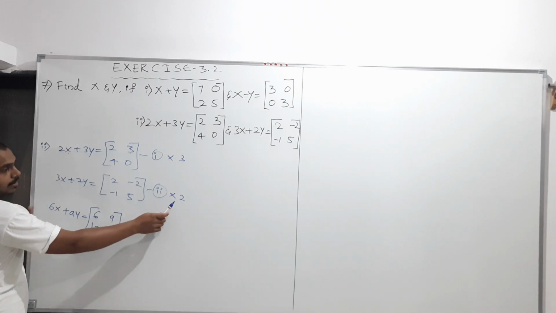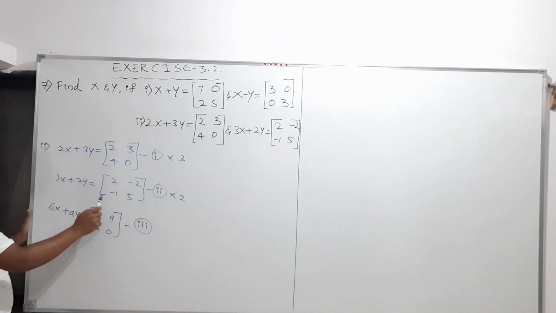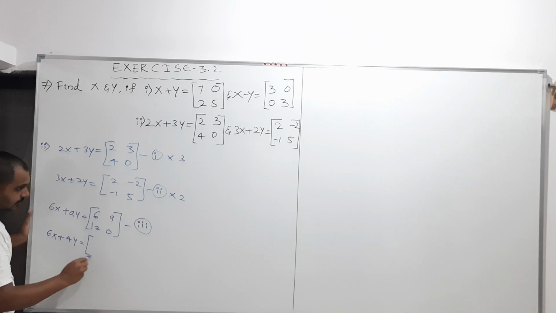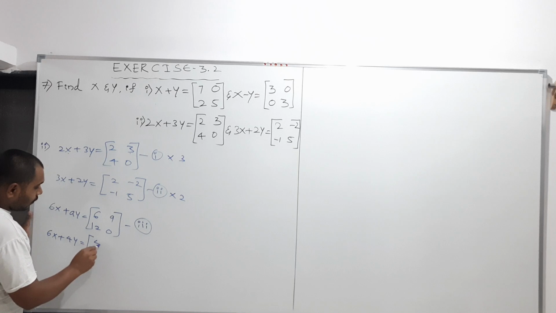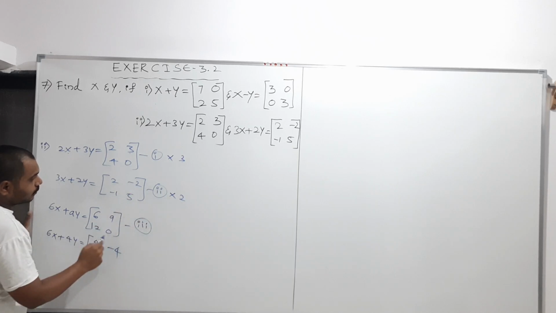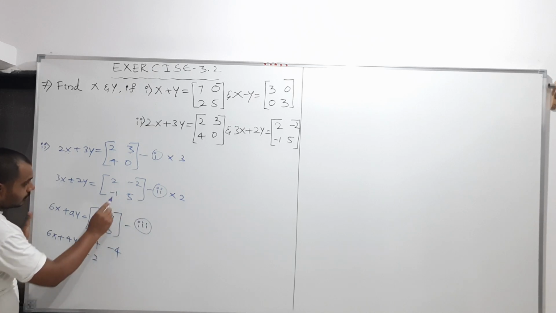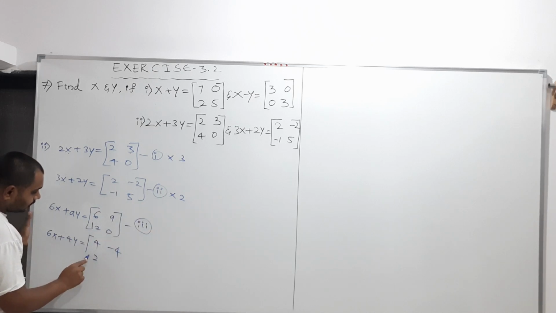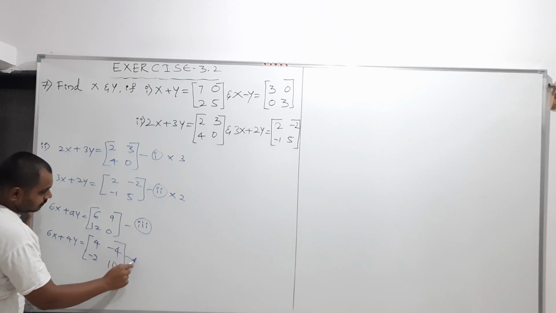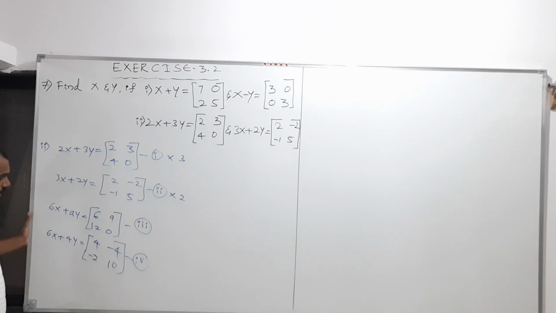And next, my dear student, I am multiplying LHS as well as RHS terms. So 2 3s are 6x plus 2 2s are 4y is equal to, now 2 to each element of the given matrix. 2 2s are 4, 2 minus 2s are minus 4, 2 1s are 2, next 2 5s are 10. Call this equation 4.